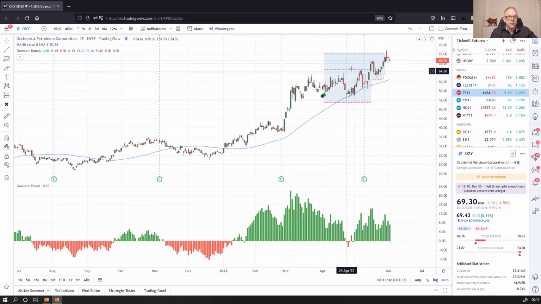If the first target is hit, the first half of the trade closed with a profit, and for the second half the stop directly goes to the break-even level, so that you're not able to lose any money on this trade. You already earned with the first half and have the possibility to get the second half in the target range as well. This is what happened here 3 days ago with Occidental Petroleum.